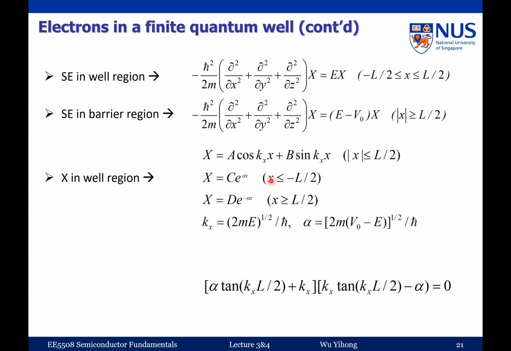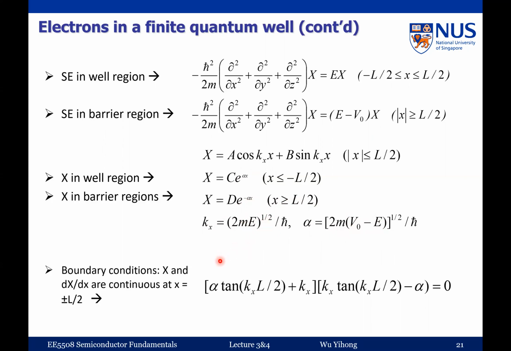One is for the left region, where x is negative and alpha is positive. That's the reason why, if you write it in this form, you have an exponentially decaying wave. Then for x greater than L/2, in the right barrier region, we have e to the power minus alpha x. Again, alpha is positive since E is less than V naught, right? So that's why you have a decaying wave. And kx again is the wave vector of electrons inside the well, since V is zero there, which is why we have this form.